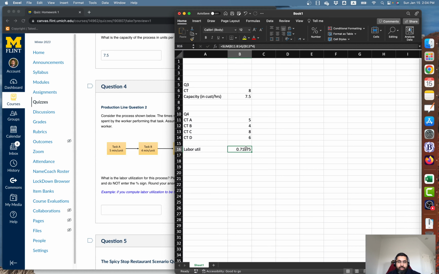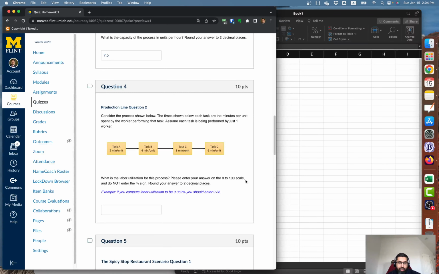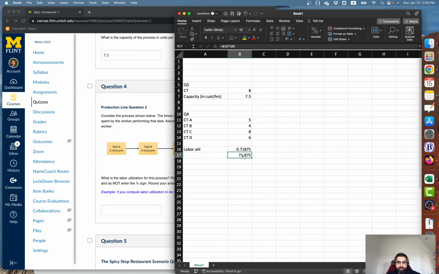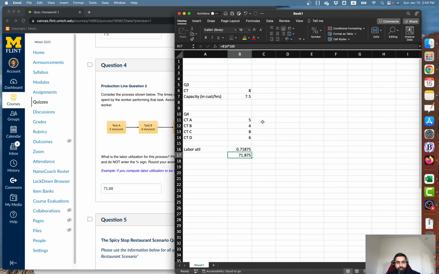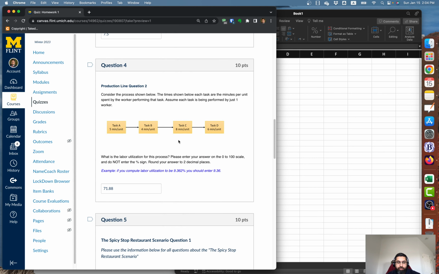Okay, so this is not in percentage scale, so we have to multiply this by 100, so we get 71.875% as our labor utilization. We don't have to enter the percent sign, we need 2 decimal places, so this will become 71.88. And so how did we come up with this? How did we do this? All that is explained in the lecture, so review the appropriate part of the lecture for that.